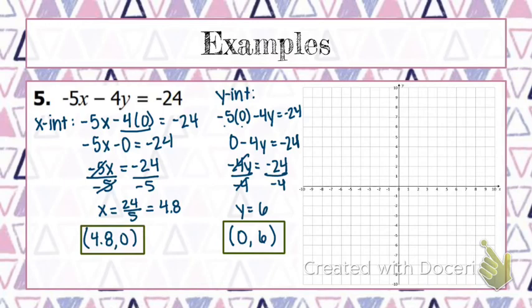So now let's plot our points. So we have 4.8 on the x-axis, and then we have positive 6 on the y-axis. And then we are just going to connect the dots. And that is our graph for number 5.